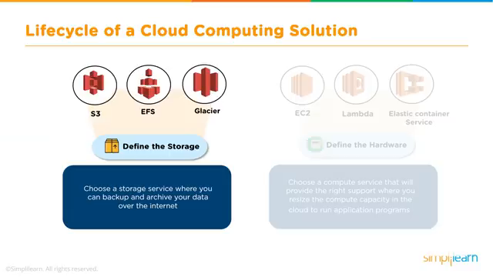The third thing is to define the storage. Choose the appropriate storage service where you can back up your data, and a separate storage service where you can archive your data locally within the cloud or from the internet. There is one separately for backup called S3, and one separately for archival, that's Glacier. Knowing the difference between them really helps in picking the right service for the right kind of need.